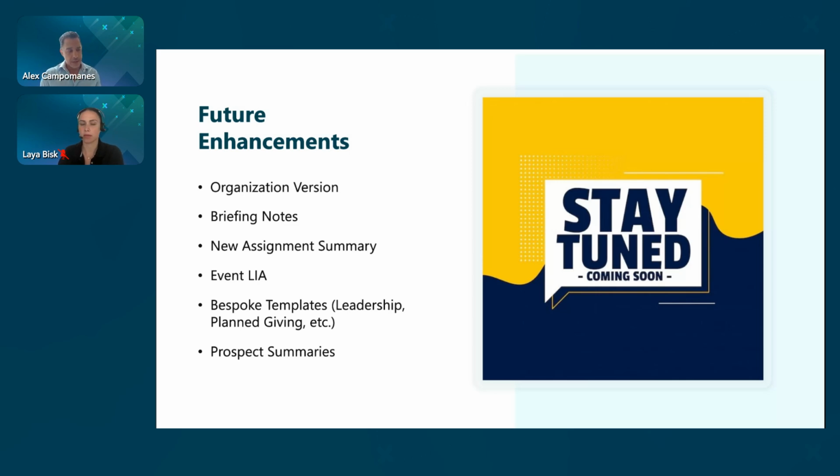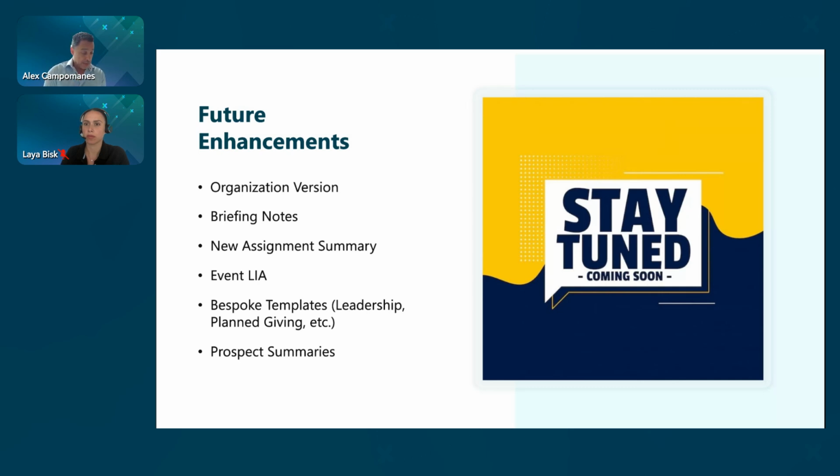Event LIA, we will create an event linkage, interest, and ability rating list for events. So that's a completely different business case where within events, you're going to have a list of people and you're going to have the ability to click on a button and it will create a list of people grouped by table with all of the information that a fundraiser needs in order to go to that table and start talking to each of the potential prospects.